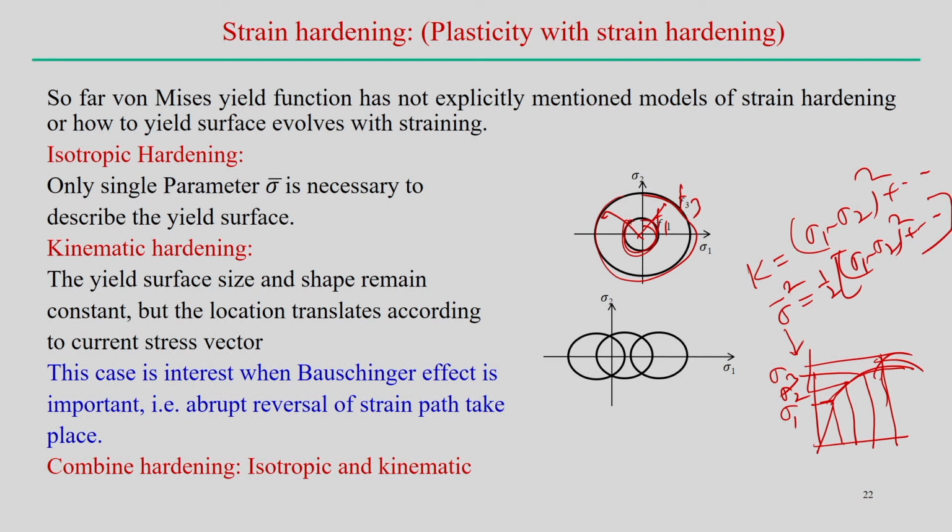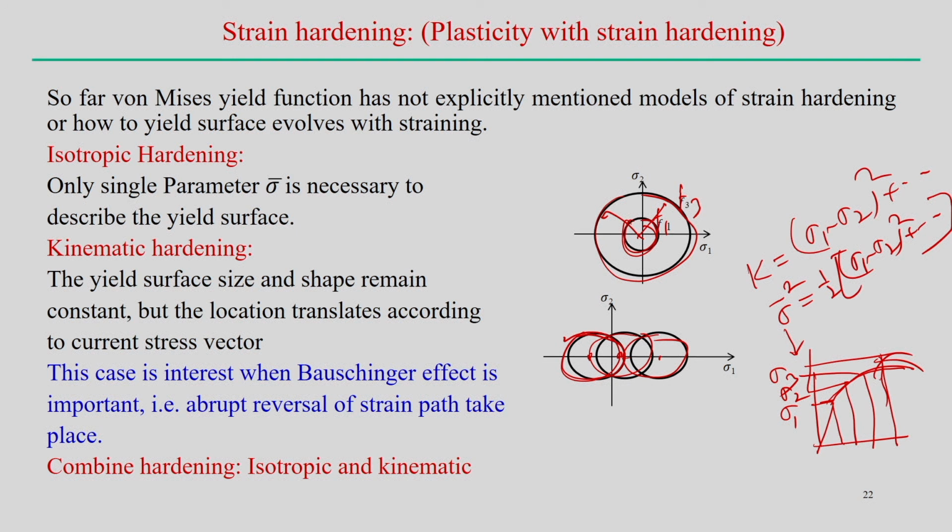Now, kinematic hardening means the yield surface size and shape remain constant, but its location translates according to the current stress. For example, this is the yield surface, and it remains the same with the same size, but the center point translates from here to here, then to another point, and a third one. So the shape remains constant, but it translates according to the state of stress. This case is very interesting when considering the Bauschinger effect, or when there is an abrupt reversal of the strain path, for example, suddenly from a tensile to a compressive load.